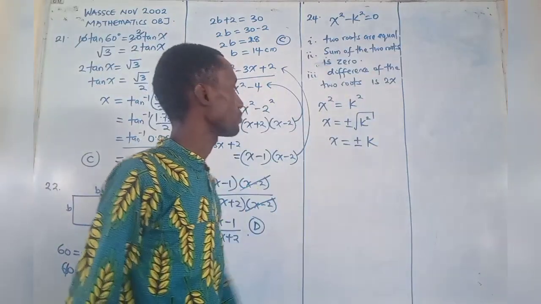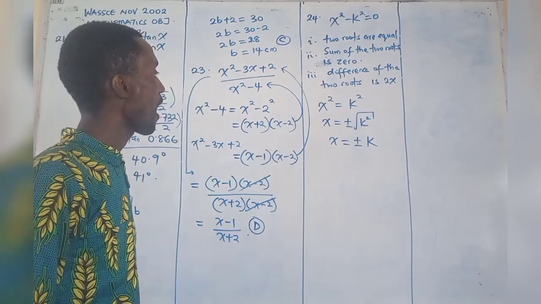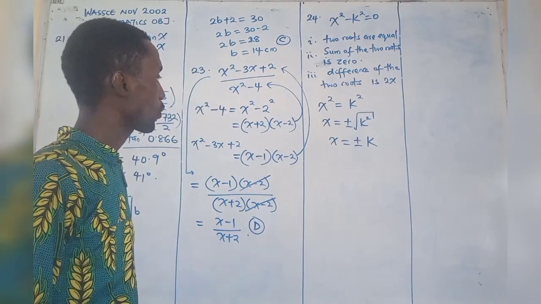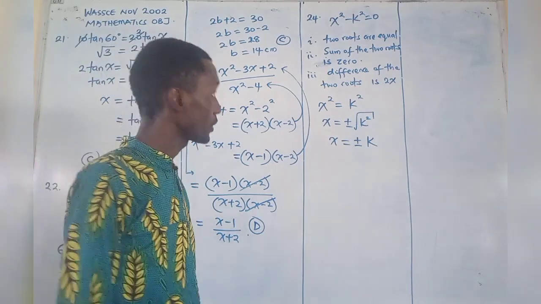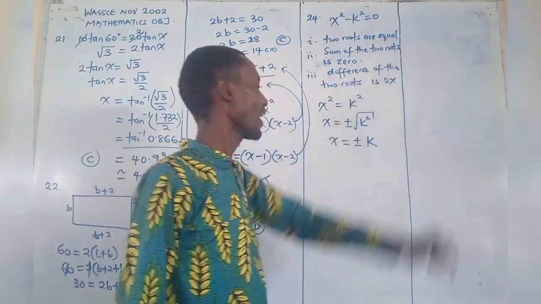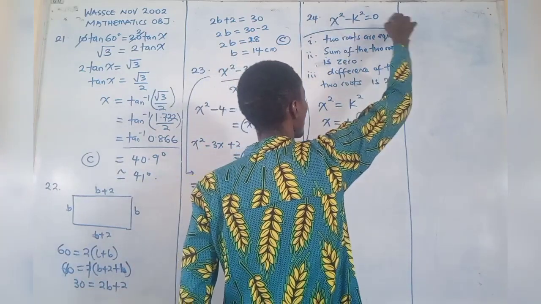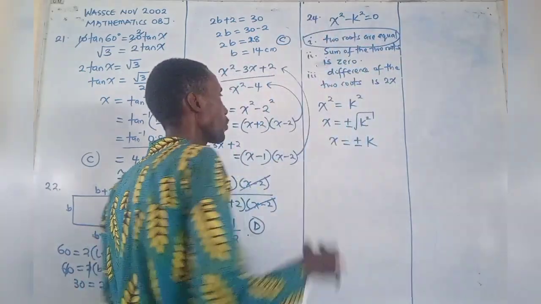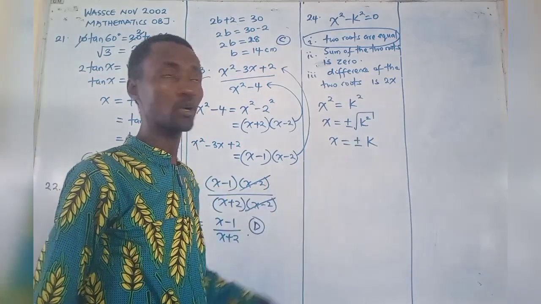Two roots are equal. Would that be the case? Are they equal? No. So this one is not correct, because I'm having one of the roots as positive and one of the roots as what? Negative. So that will not be correct.